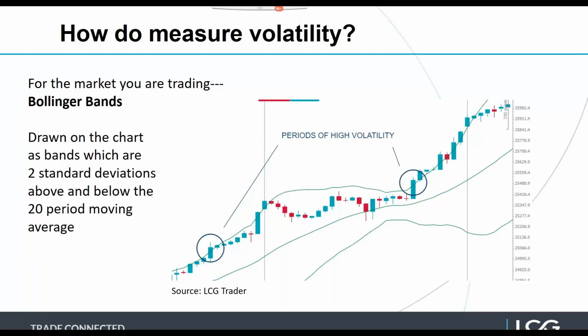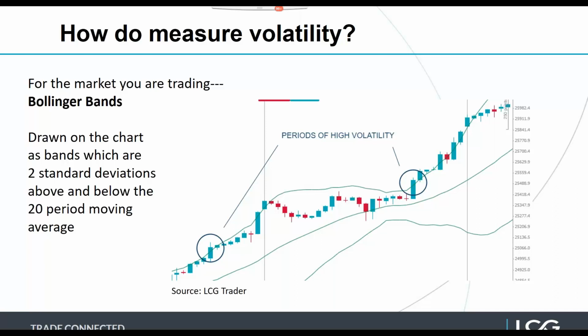They're just drawn on top of the chart, so an overlay indicator. There's two bands, which are two standard deviations above and below the 20-period moving average. Just like you would have learned back in the good old days in your maths class, something within two standard deviations should capture 95% of occurrences. So if the price is moving beyond one of these bands, that only happens 5% of the time.